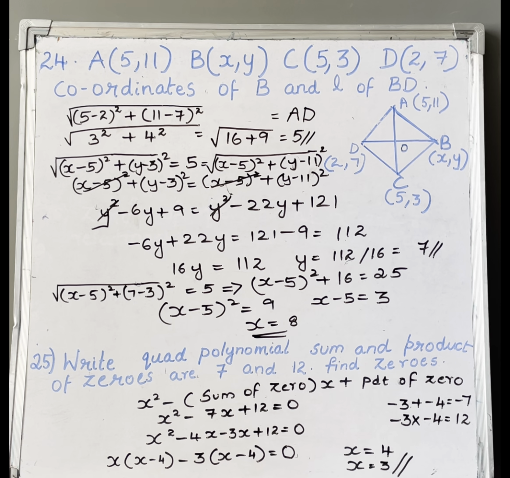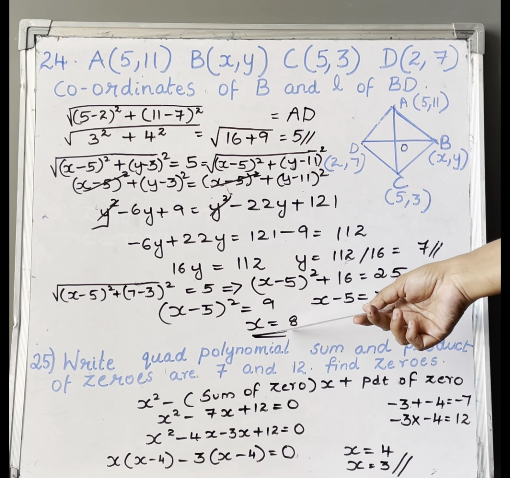Now we measure BC. BC is the root of (x minus 5) whole square plus (y minus 3) whole square, which should be equal to AB, the root of (x minus 5) whole square plus (y minus 11) whole square. If we equate it, we will get y is equal to 7. Now, substituting y equal to 7 in any one equation, we get x is equal to 8.